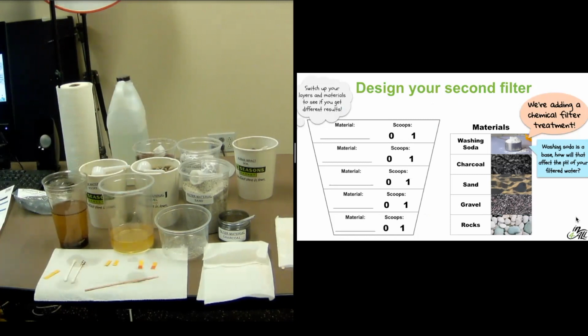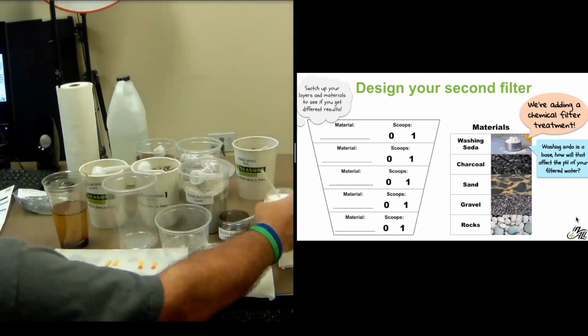Now, if you look at this slide, it's very similar to the earlier one, except we are now going to add a chemical treatment to our system. And you might ask the students, why washing soda? And they may or may not remember from the last time, when they did the acid base activity, that they used washing soda and it was a base. And so that's why we're going to add this to our filter system.